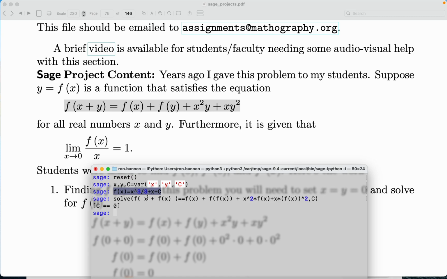What I typed in, f of x plus y, well, y is f of x. That is the same thing as f of x plus f of y. I write that down over here. Remember, y is f of x. That's what's over here. Plus x squared times y. What's y? Y is f of x. And then plus x times the function squared. And I want to solve for c. I didn't know what c was, and now I know c is equal to 0. So now I know what the function is. And what's the function? It's x cubed over 3 plus x.